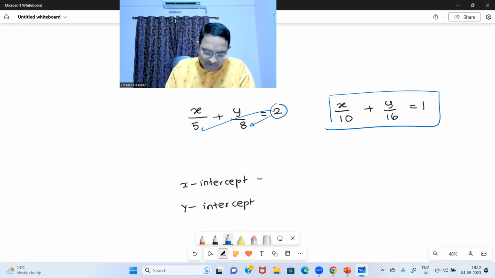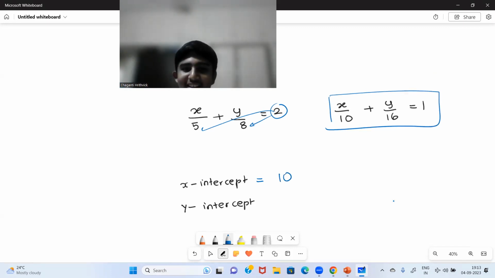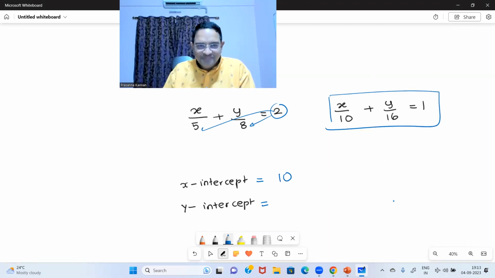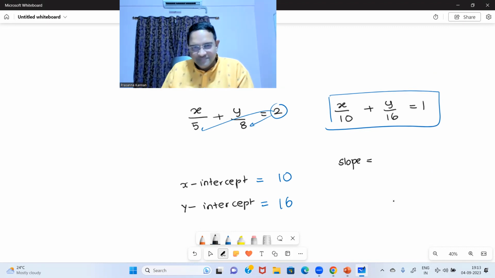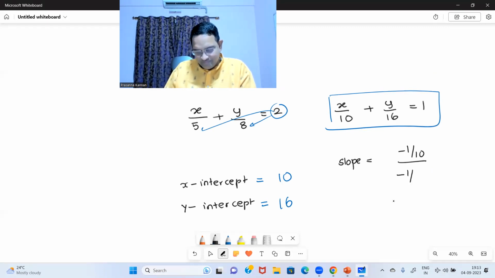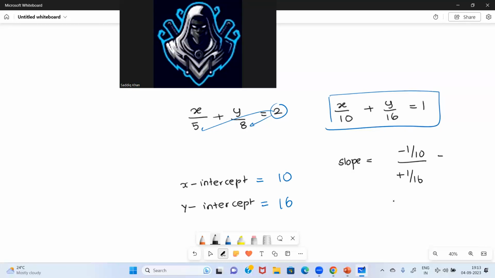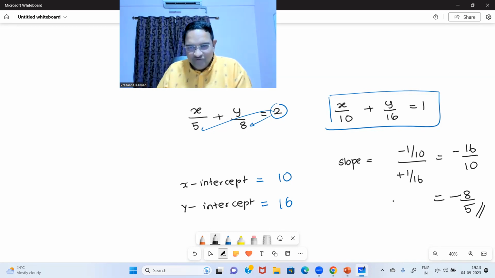Now tell me, Hrithwik, what is x-intercept? 10. That's correct. What is the y-intercept? 16. Now it is correct. Okay. Now can you tell me what is your slope? Minus 8 by 5.